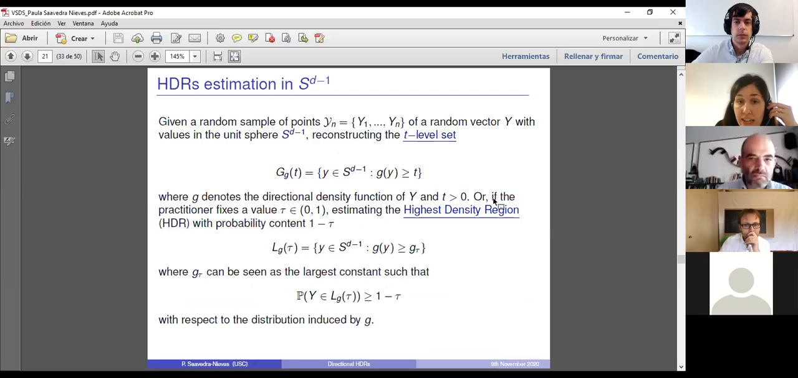So here we have again a random sample of points, in this case of a random vector Y with values in the unit sphere, and we define the t-level set as the set of points in the unit sphere where the directional density is bigger than a level t. As before, we prefer to fix the probability content of the level set instead of giving a level t, so we define the highest density region in this way as the level set. Now we have a threshold g tau that guarantees the probability content of at least 1 minus tau.